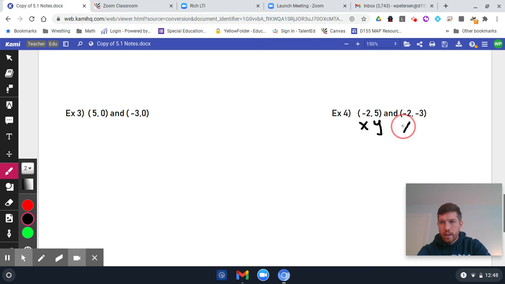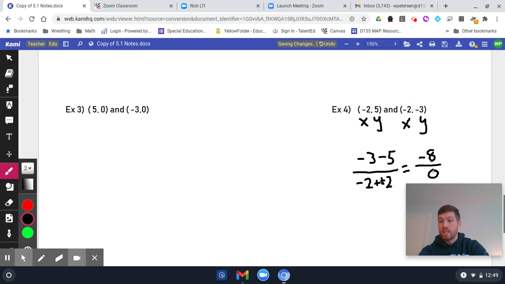X, Y, X, Y. Okay, so I'm going to do y minus y on the top, which is -3 minus 5. And then on the bottom, I have -2 minus -2. So -3 minus 5 is -8, and then -2 plus 2 is 0. Now, if you try putting -8 divided by 0 in your calculator, it's going to say error.